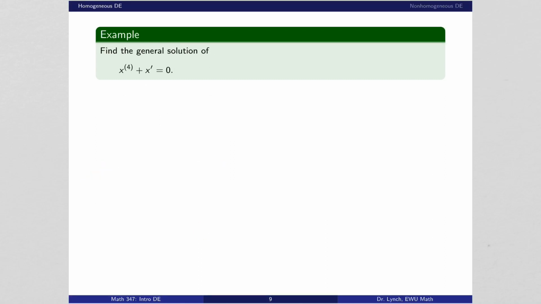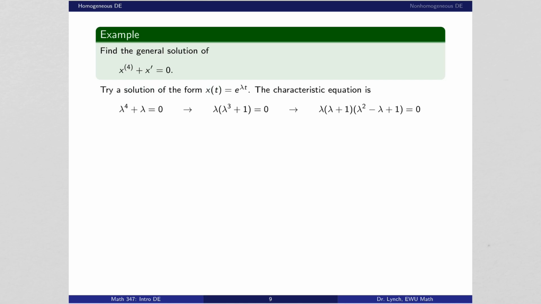Okay, one more example. Let's find the general solution of this fourth order equation, x fourth derivative plus x first derivative equals 0. Okay, so as you might expect, we'll go ahead and try a solution of the form e to the lambda t. The characteristic equation corresponding to this differential equation is lambda to the fourth plus lambda equals 0. That factors quickly as lambda times (lambda cubed plus 1) equals 0. And that cubic factors too. It turns out that the cubic factors into this form. Okay, so that's one of those sum of cubes that you may have seen before that you don't exactly remember, but that's a formula for factoring that cubic.